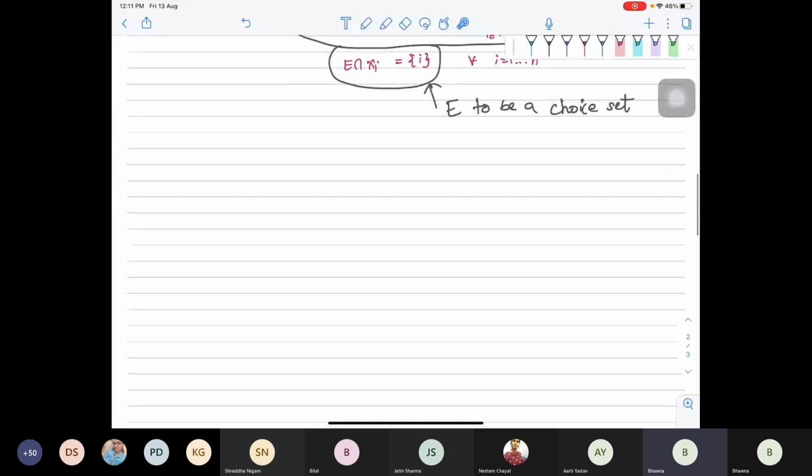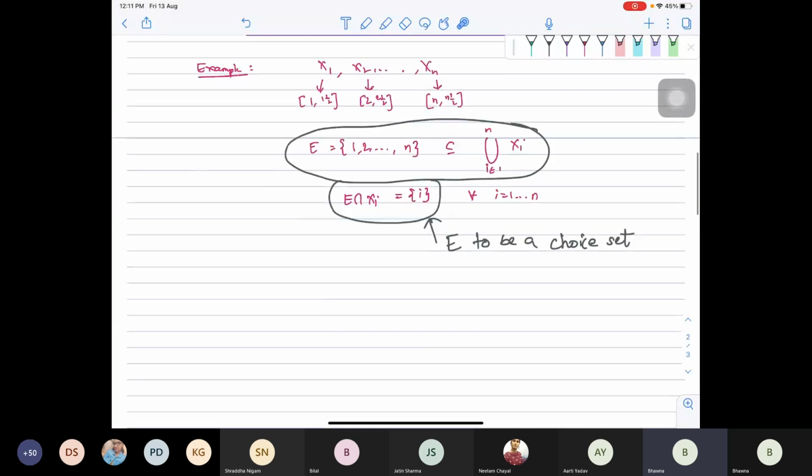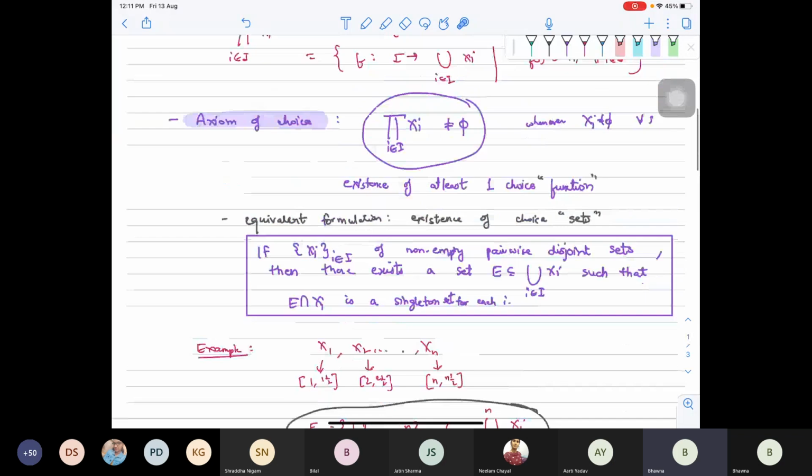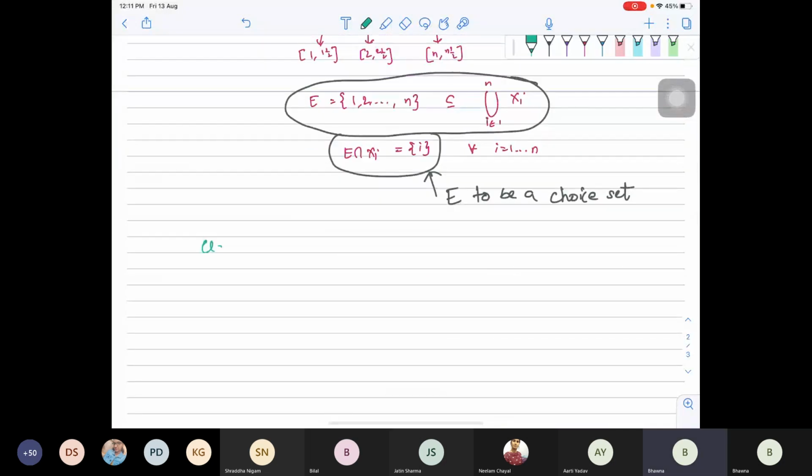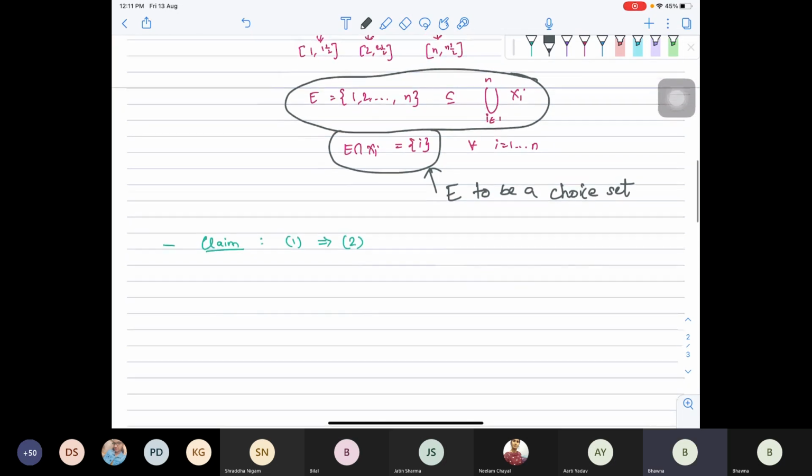So can you show it yourself? Can you at least try? Can someone at least try in showing this? Suppose this is 1 and this is 2. So now my claim is 1 implies 2. Can anyone try? At least try. Yes, ma'am, we can try. So if you can try, then just proceed with me.